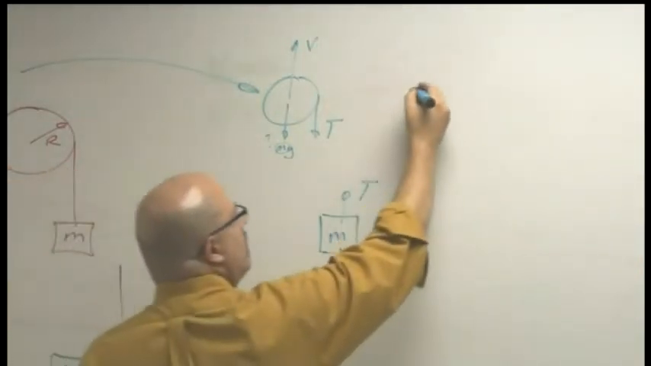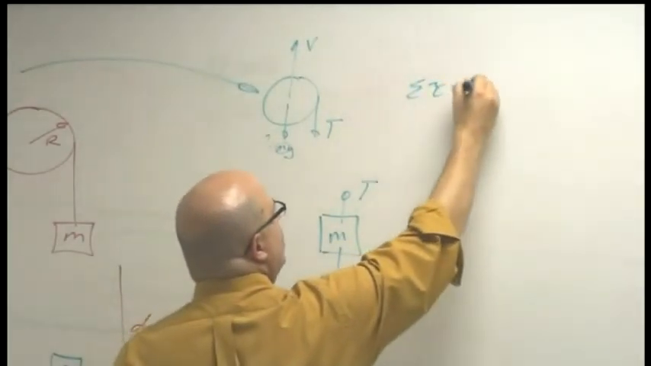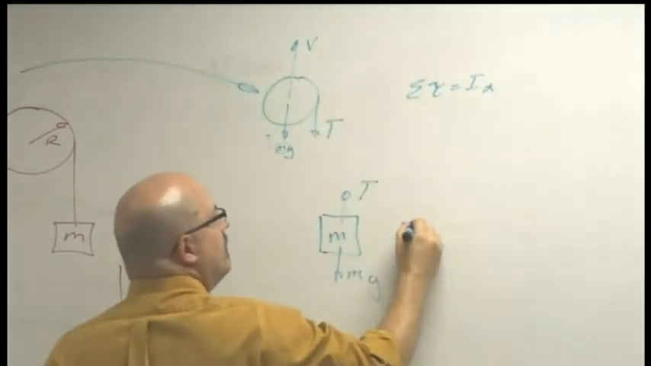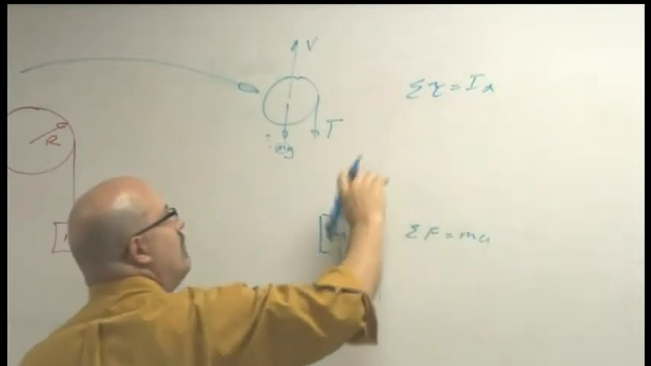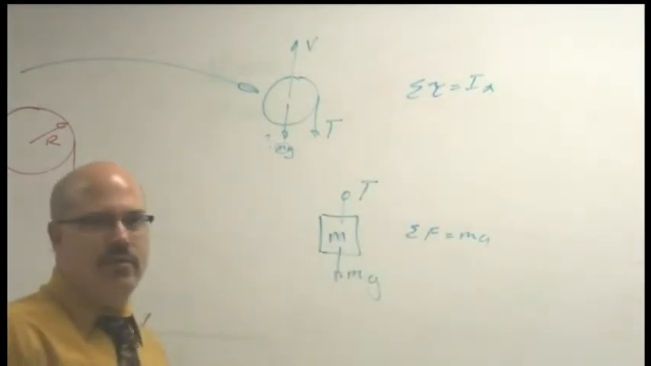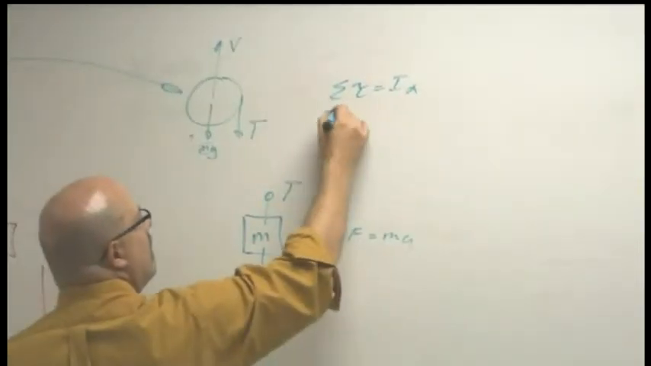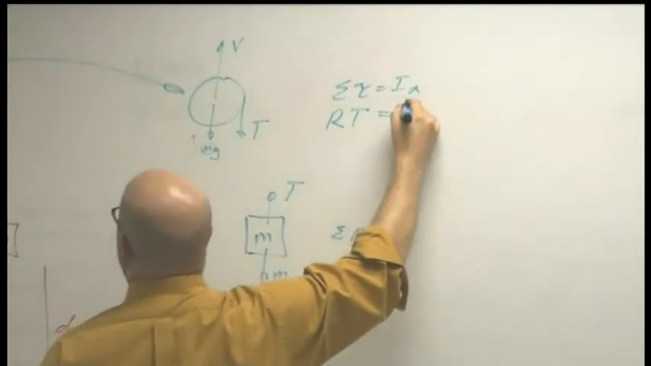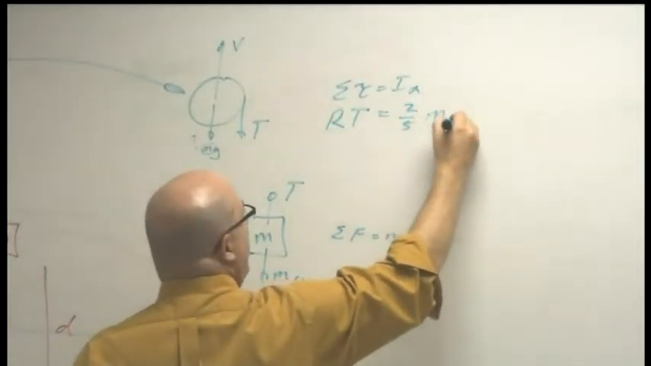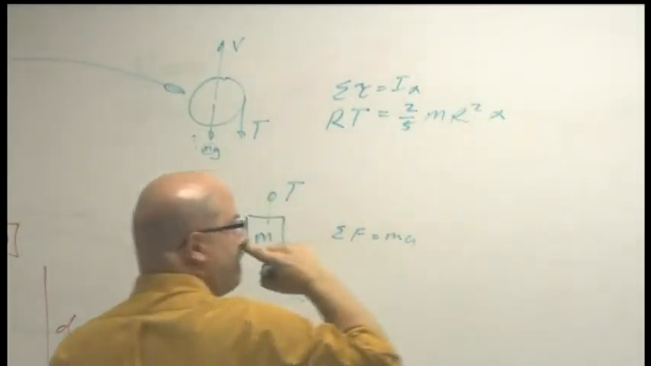Okay. Sum of forces and sum of torques. The sum of the torques equals I alpha for this one. The sum of the forces equals ma for this one. Let's do the torques first. How many torques? One. RT. And this is 2/5 mr squared alpha.